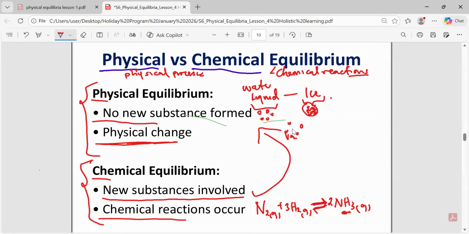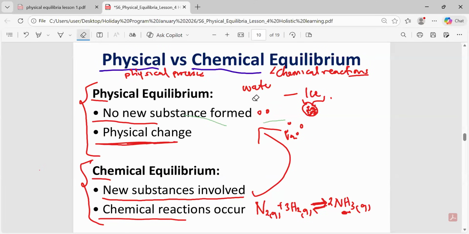So, sir, my other question is, can we have an example? For chemical equilibrium, they gave an example of nitrogen and hydrogen forming ammonia.